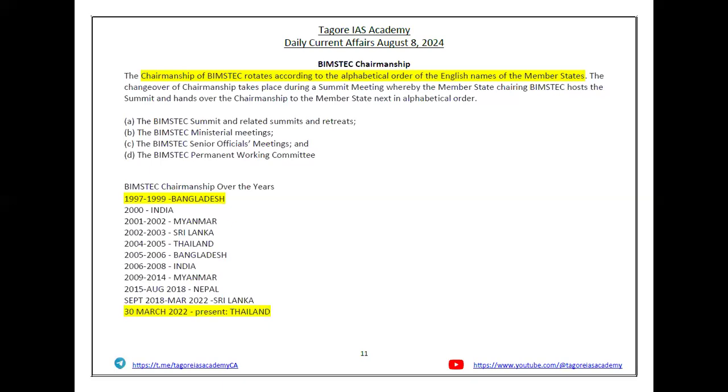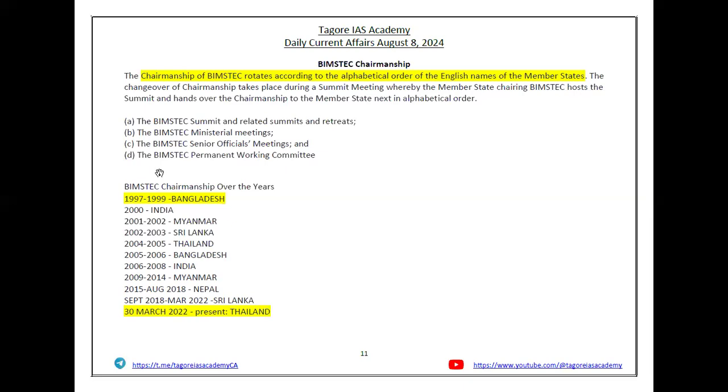Okay, this is important: the chairmanship of BIMSTEC rotates according to alphabetical order. As the names go, the chairmanship keeps rotating. And if you happen to see, there is no regularity in the terms either. Like you can see 1 year, 1 year, 1 year, then from 9 to 14 it was Myanmar. 15 to 18, 3 years it was Nepal. 18 to 22, again Sri Lanka.